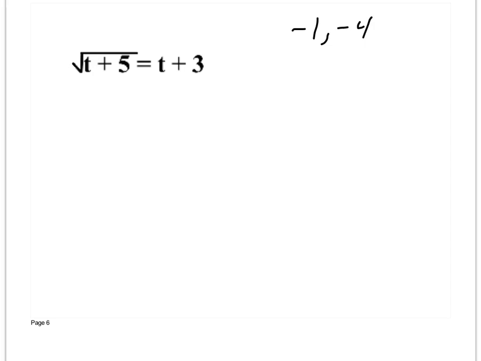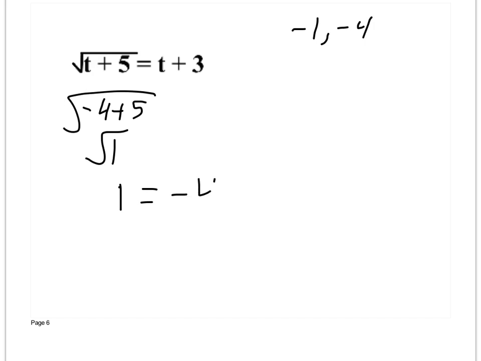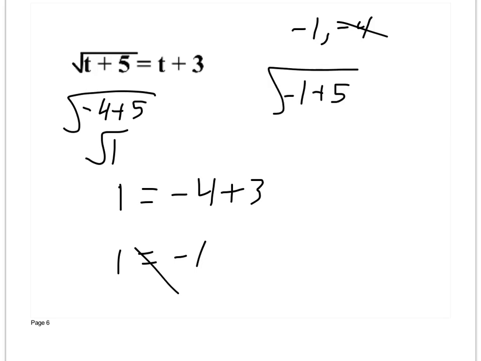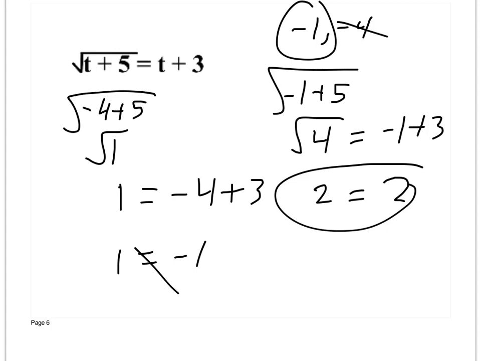So let's try negative 4. Negative 4 plus 5 is what? 1. What's square root of 1? 1. Is 1 equal to negative 4 plus 3? Is 1 equal to negative 1? No. So negative 4 is out. Let's plug in negative 1. Negative 1 plus 5 is what? 4. What's square root of 4? 2. What is negative 1 plus 3? Positive 2. 2 equals 2, so negative 1 is my answer.